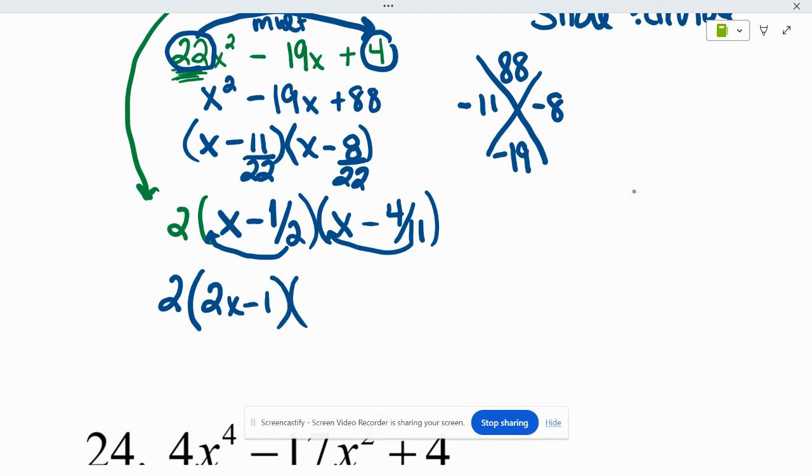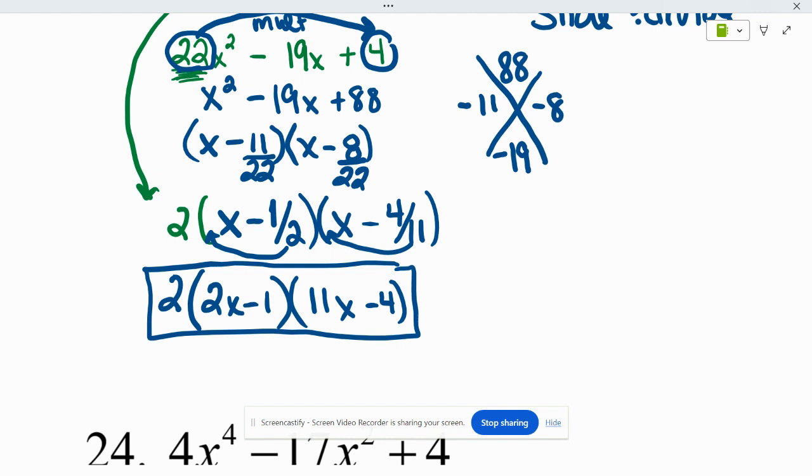Perfect. Violet said 2, and then she said parentheses 2x minus 1, close your parentheses, and then she said 11x minus 4. A lot of steps there.